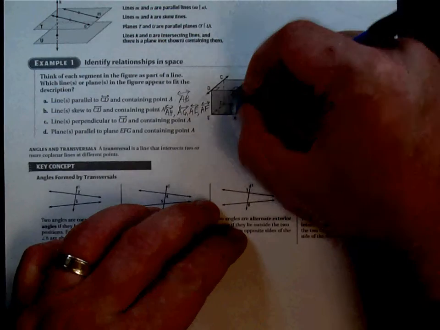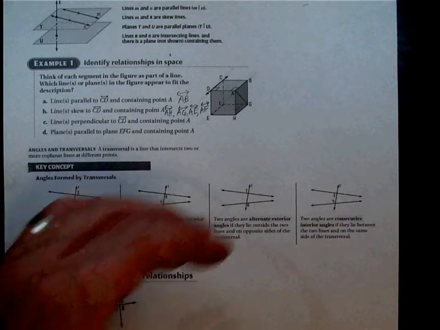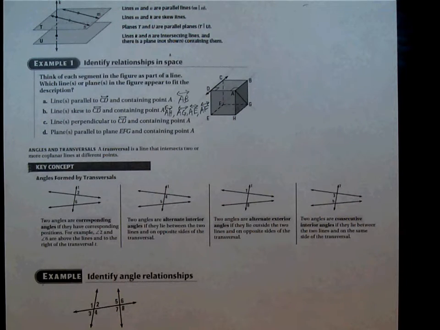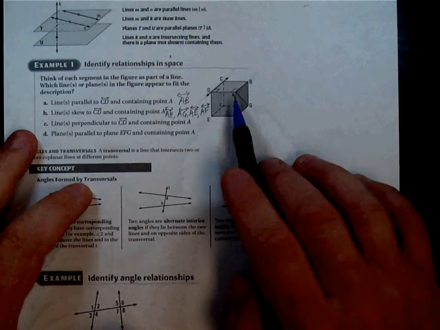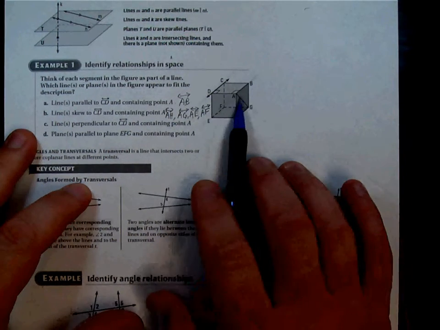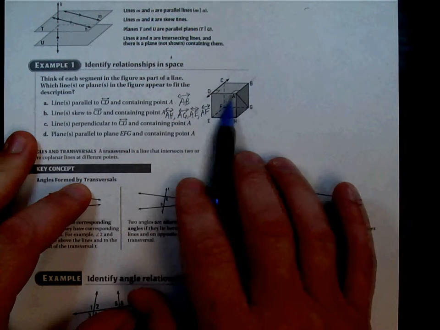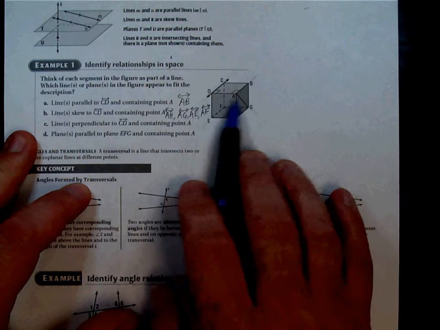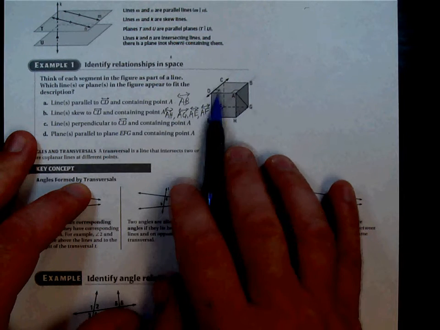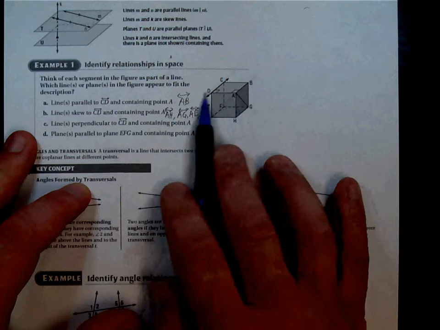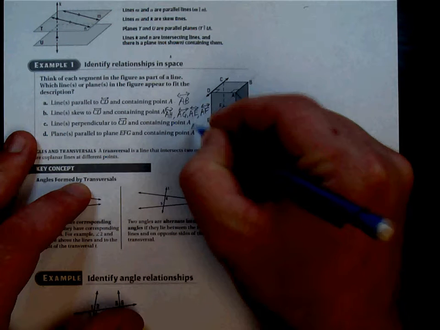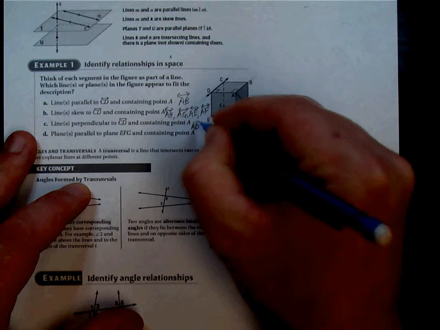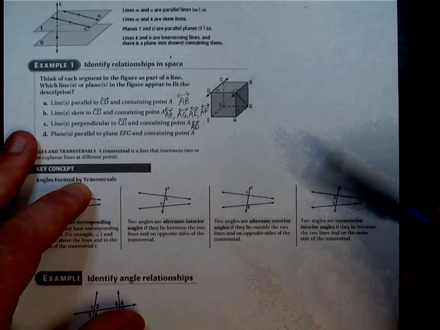Okay, next says lines perpendicular to CD, and they contain point A. So if I'm at point A, and I want to be perpendicular, it does have to intersect it and make a right angle. And I see if I travel down from A to D, we see this little box here that shows us that it is in fact 90 degrees. So line AD is perpendicular. Let's see if there are any others.